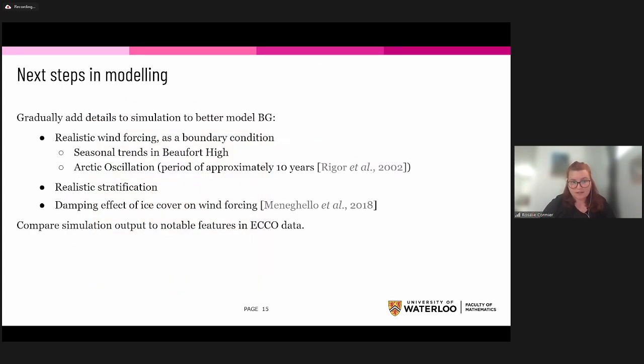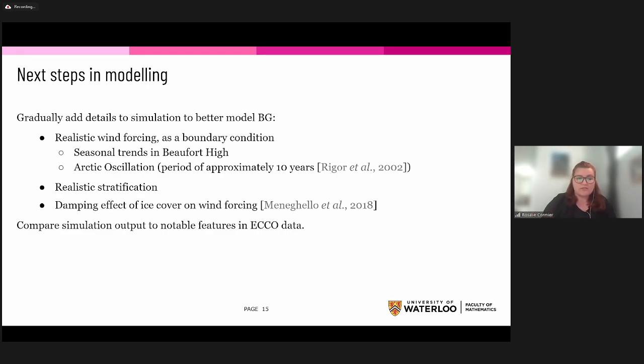Next steps in setting up our model are to gradually add details to make the gyre more realistic, more similar to the real Beaufort Gyre. So of course, first we need to impose wind forcing, and this will be instated as a boundary condition on the upper surface of our simulation domain. When we impose wind forcing, we need to incorporate the seasonal trends in the Beaufort High, the weakening and strengthening with the seasons. And then we also would like to incorporate the Arctic Oscillation, which affects the Beaufort High on a longer time scale with a period of about 10 years.